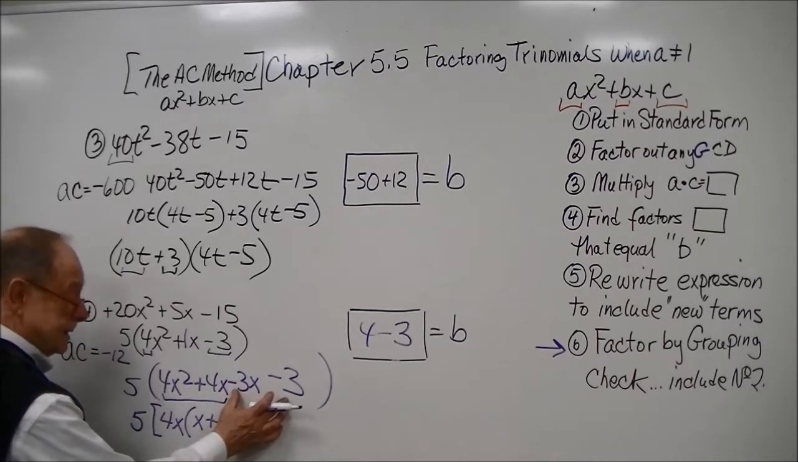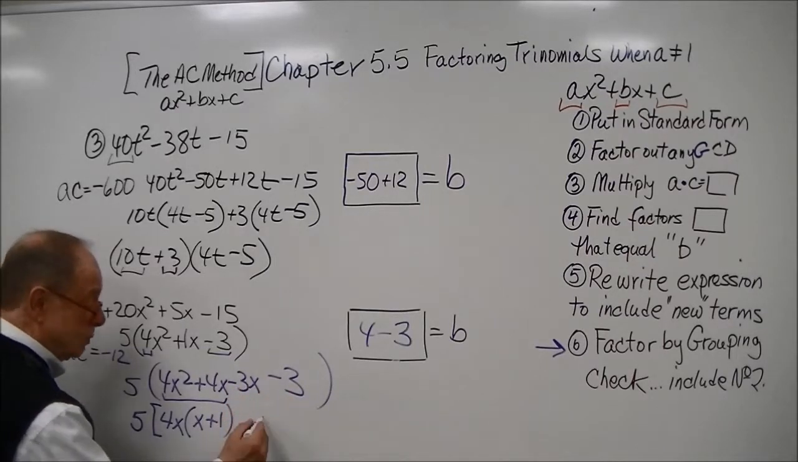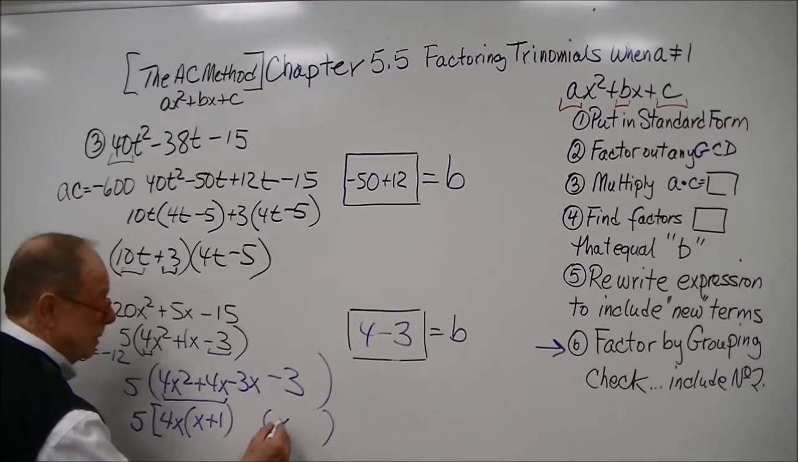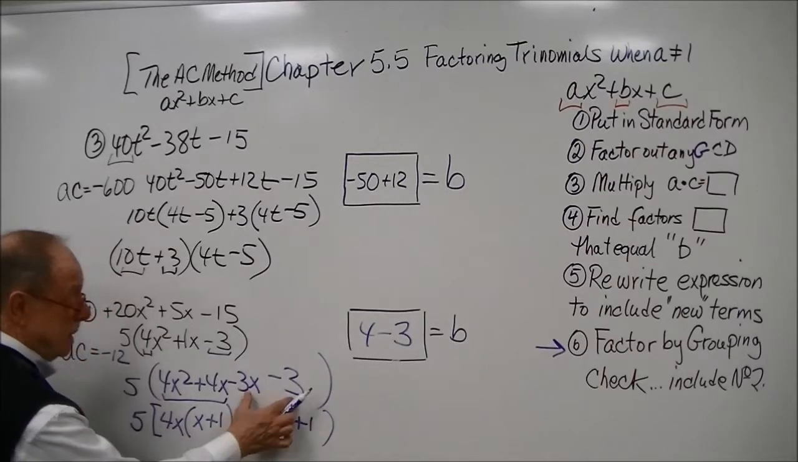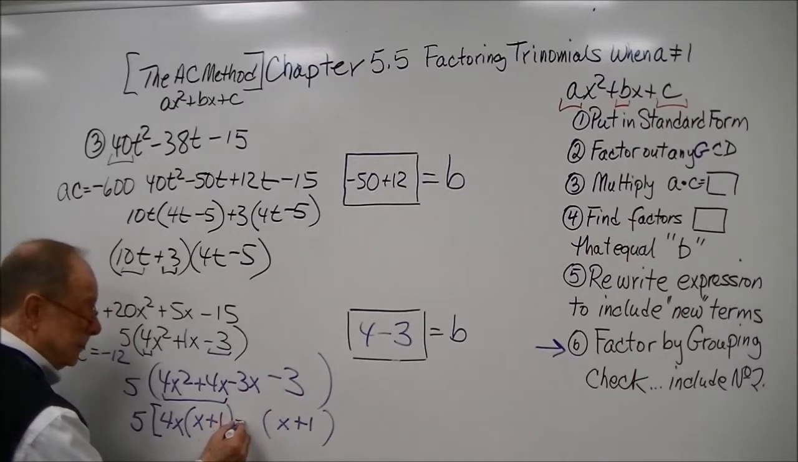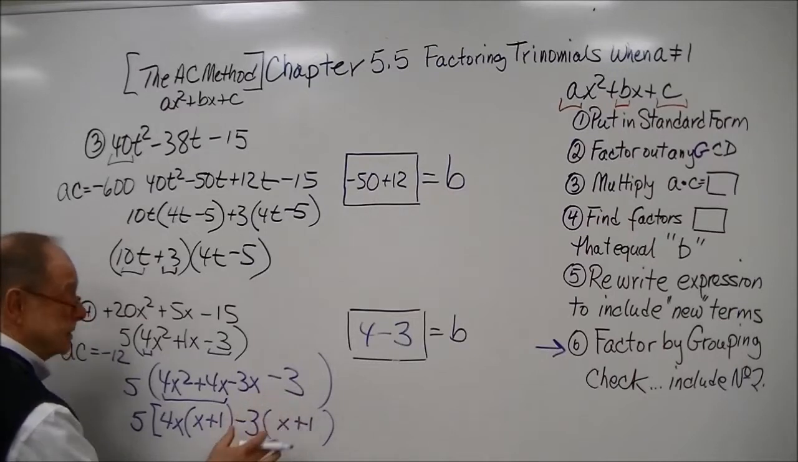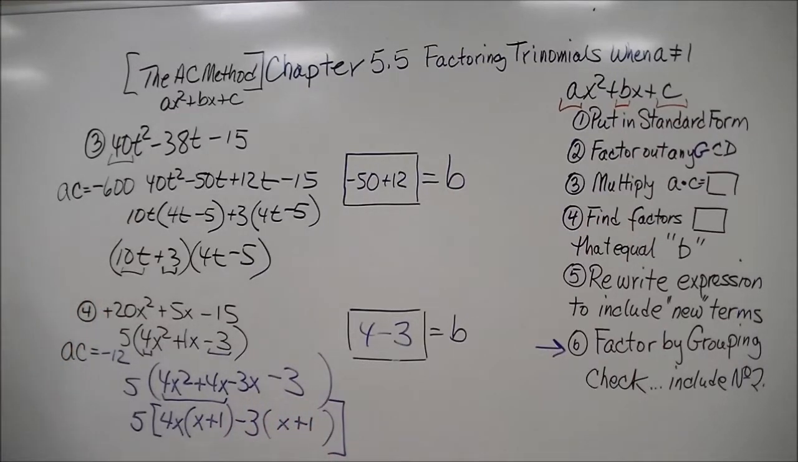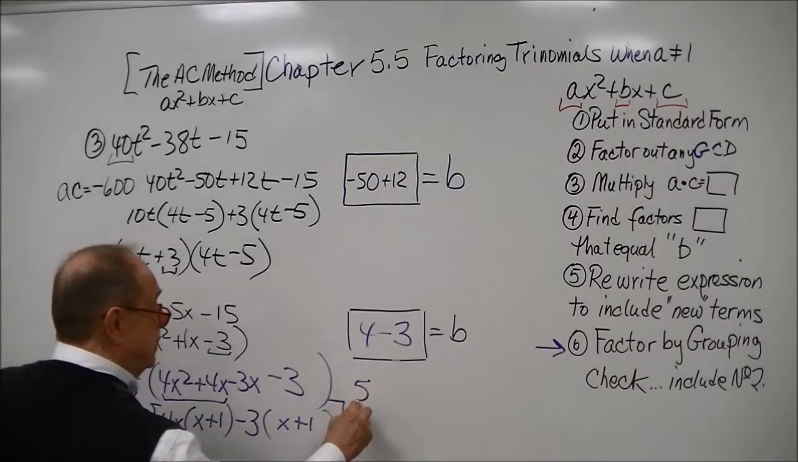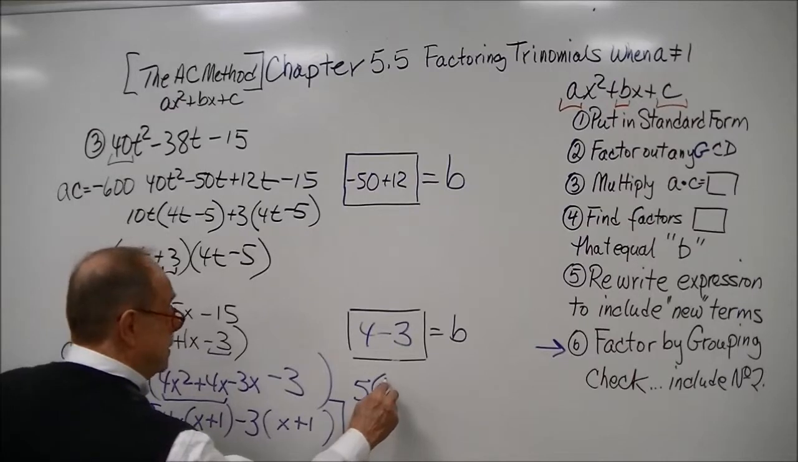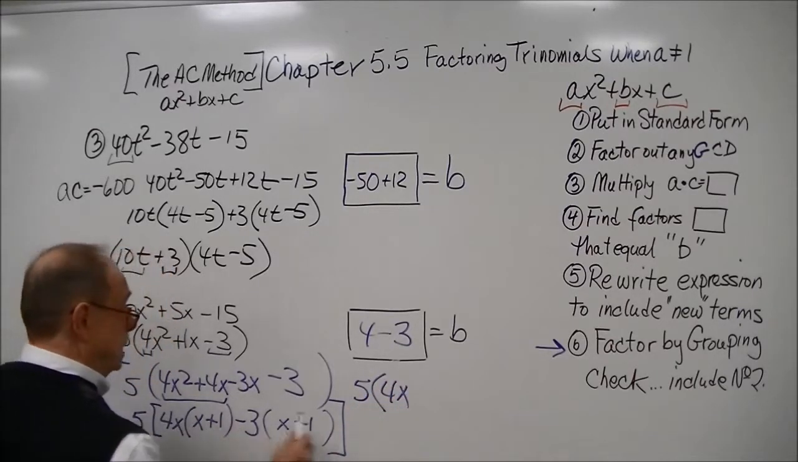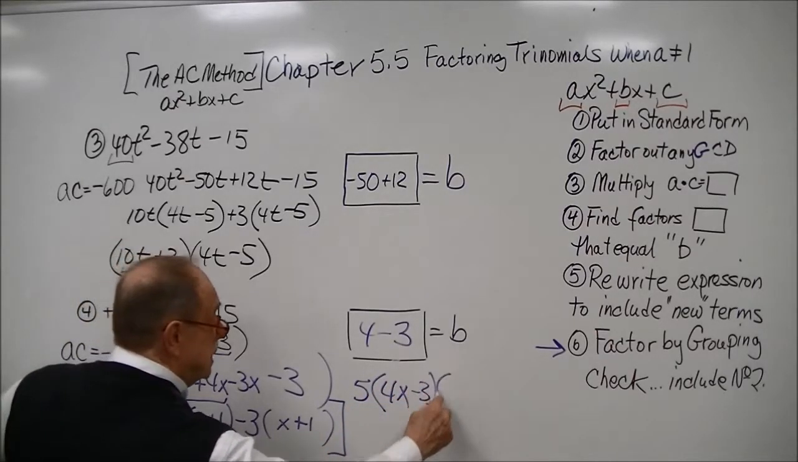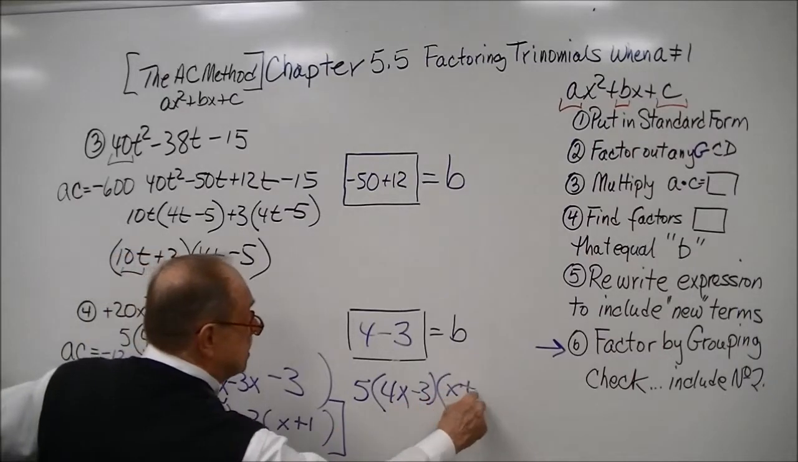Now, again, this is a negative and this is a negative. In order to get an x plus 1 here, I'm going to have to factor out a negative 3. Change the signs. And then when I rewrite my answer, and I may be out of room, so let's write it 5 times 4x minus 3 times x plus 1.